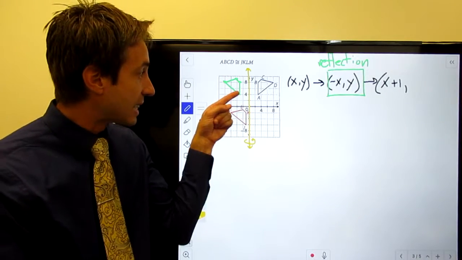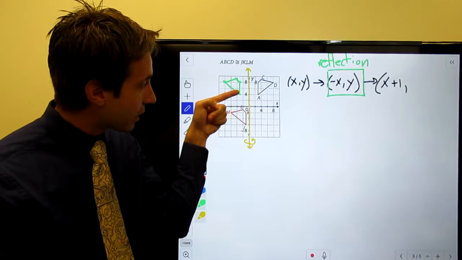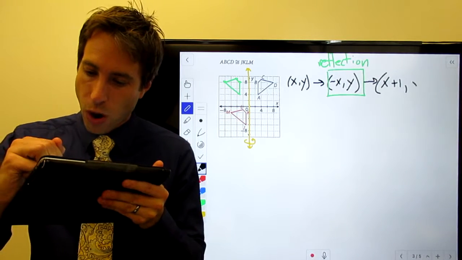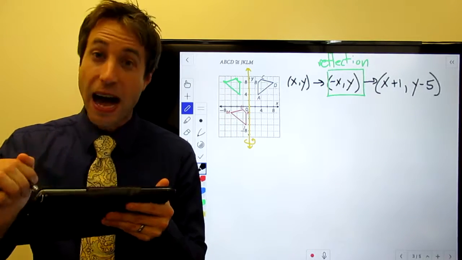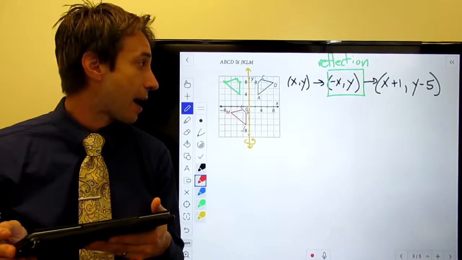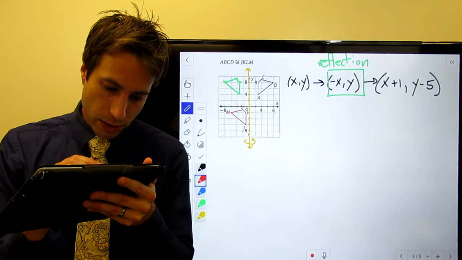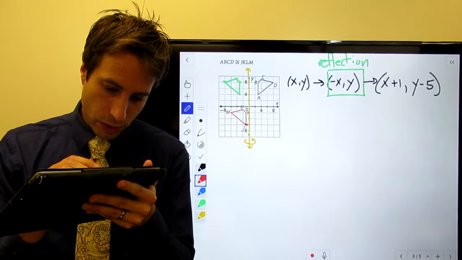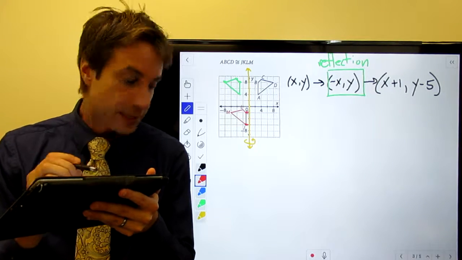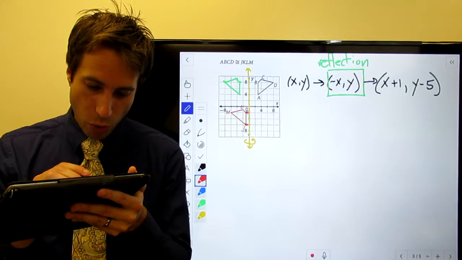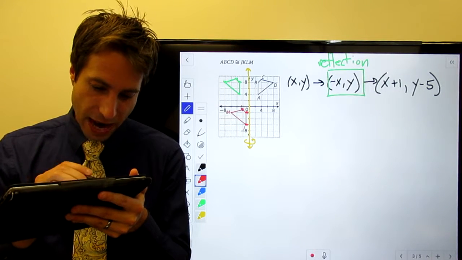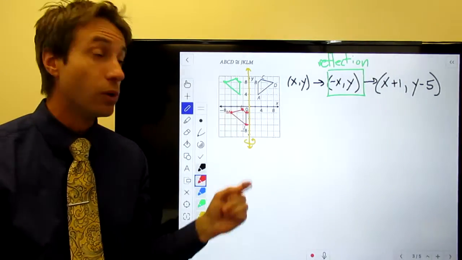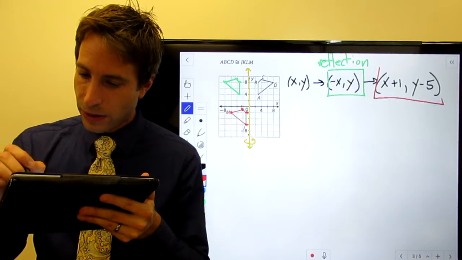Now the y coordinate, I need to get from here all the way down to here: negative 1, 2, 3, 4, 5. So we're going to do y minus 5. If we do that, it'll be over 1, then 1, 2, 3, 4, boom, right there. Over 1, then 1, 2, 3, right there. Over 1, then 1, 2, 3, 4, boom, right there. You see how this is working? And I'm right on to my image. So right here, this is a translation.